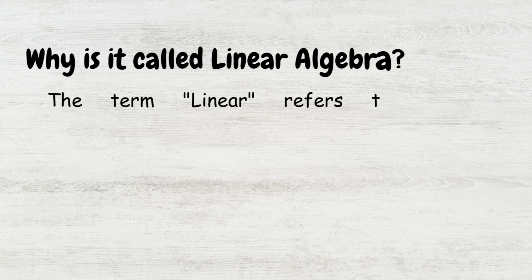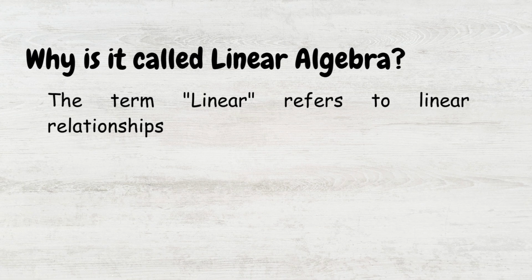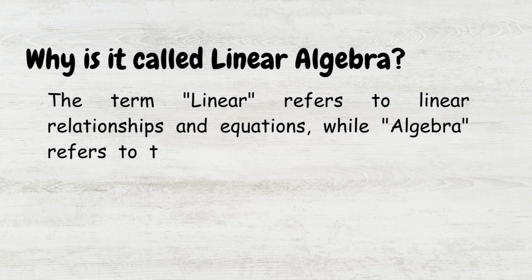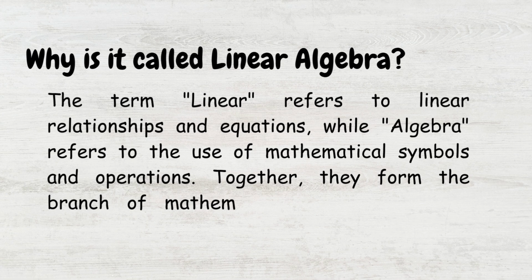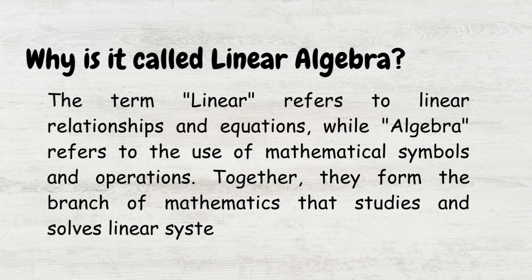Now let's understand why it is called linear algebra. The word linear refers to equations in which each variable appears only to the first power. For example, the equation x + y = 5 is a linear equation because both variables have an exponent of 1. These kinds of equations describe straight-line relationships and form the foundation of linear algebra. The word algebra refers to the branch of mathematics that uses symbols, variables, and equations to solve problems. When we combine these ideas, we get linear algebra, a mathematical framework for studying linear relationships using vectors and matrices.